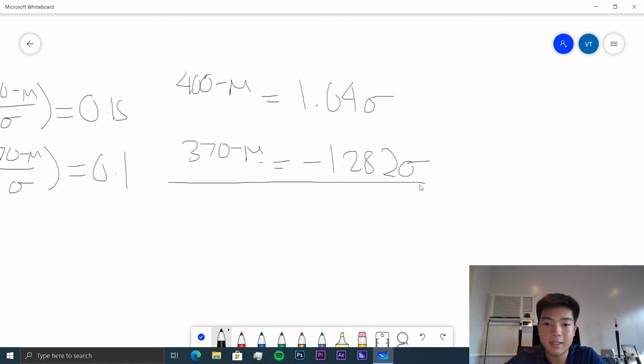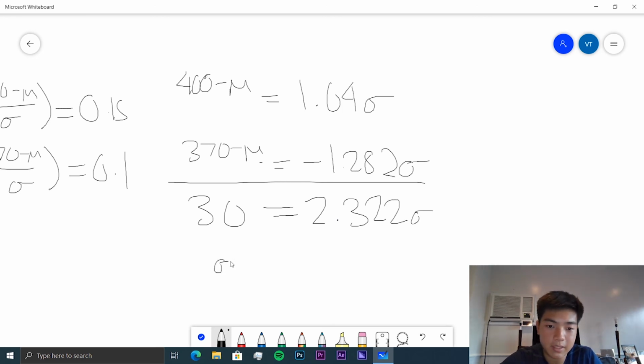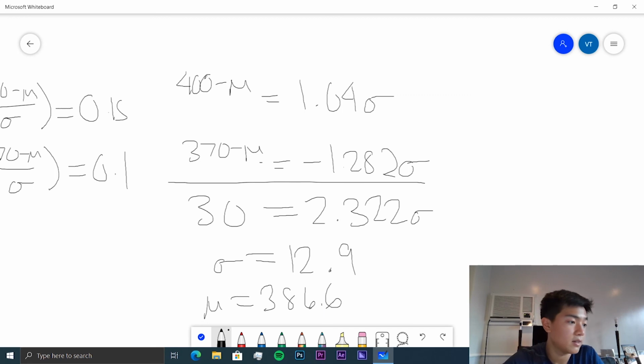So if we subtract these two, we get 30 is equal to 1.04 plus 1.282, so this is 2.322 times the standard deviation. So we have the standard deviation is equal to 30 divided by this value, which is around 12.9. Therefore, the mean should be 400 minus 1.04 times that. So the mean should be equal to 386.6. Yeah, so that was all for the speedrun.